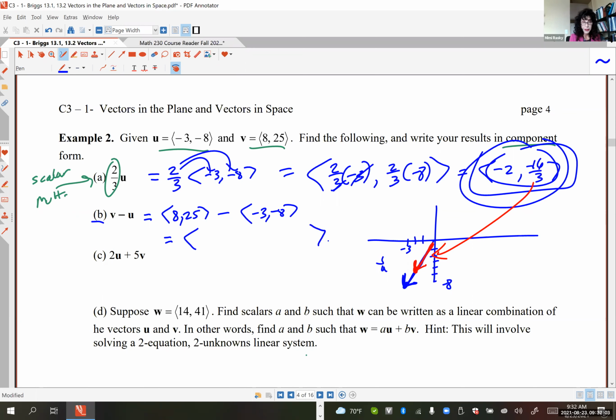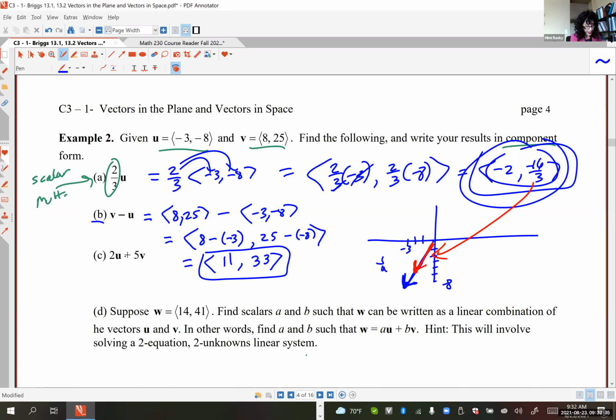So I'm going to leave some room here. You're simply going to take the difference of the x components, so 8 minus -3, comma, 25 minus -8, and then do the arithmetic. So your final answer looks like it's going to be 11 and 33. Boom, and we're done. So there is the result of vector subtraction. It's going to be a vector.